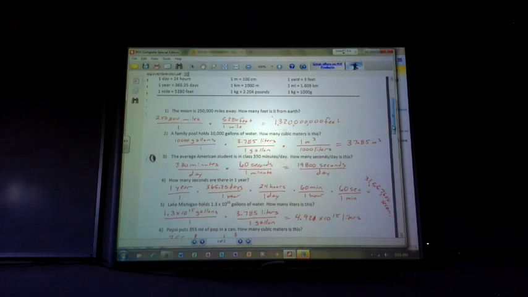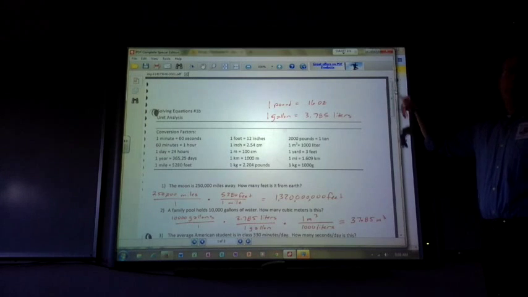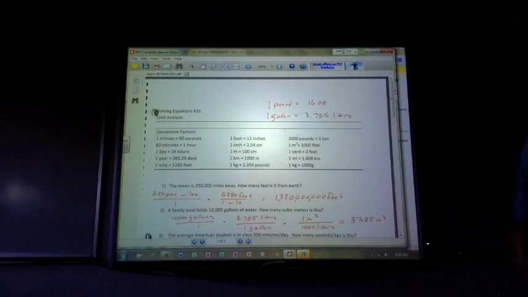So double check your work. A few things that we have: you need to know that 1 pound is 16 ounces, and 1 gallon is 3.785 liters. If you didn't know that, I'm pretty sure you can utilize the cover of your planner, the internet, or your science book, someplace. Not every conversion is necessarily going to be available always, but I'm not expecting you to have them memorized.